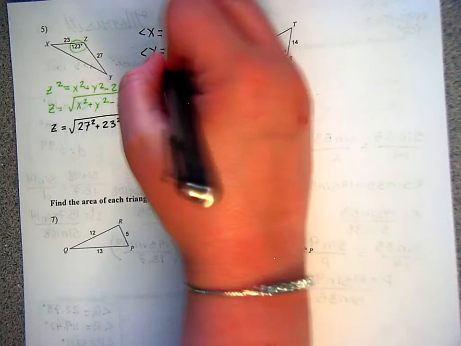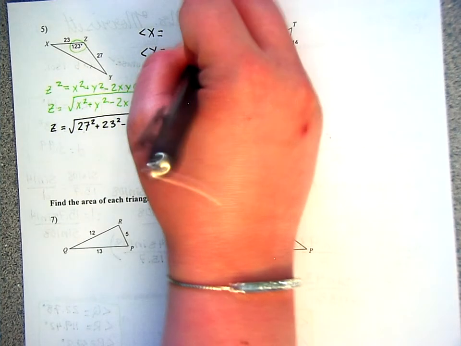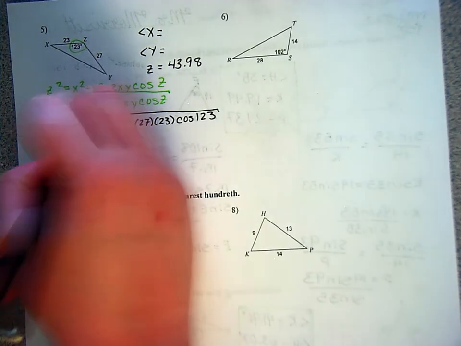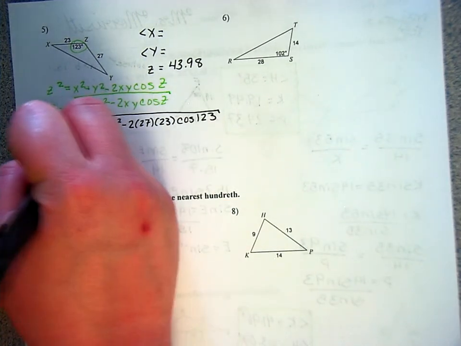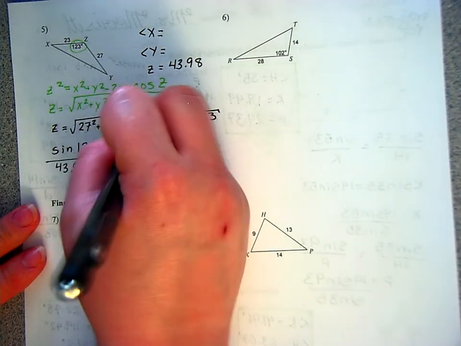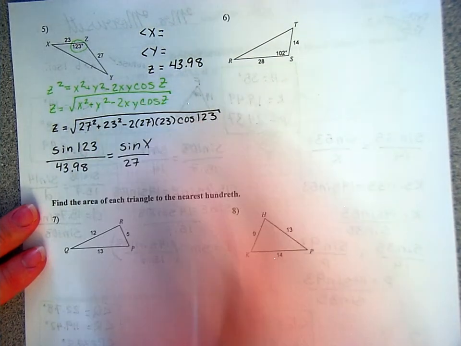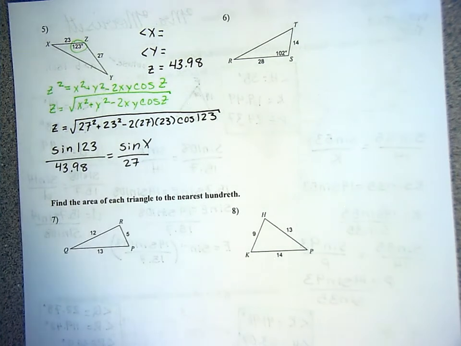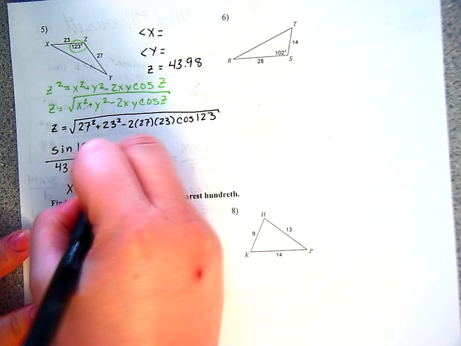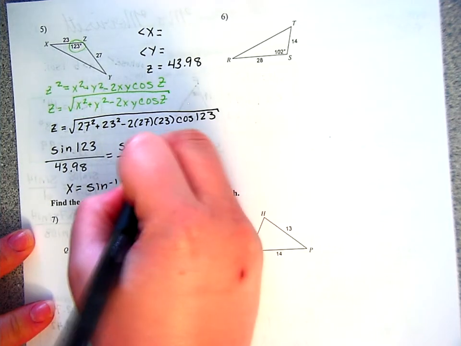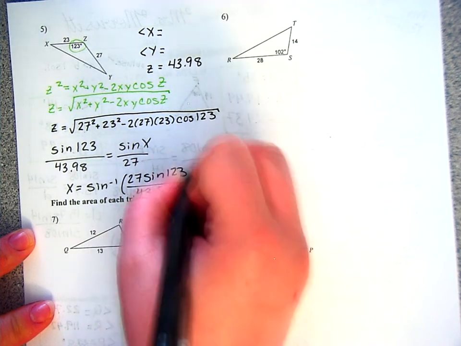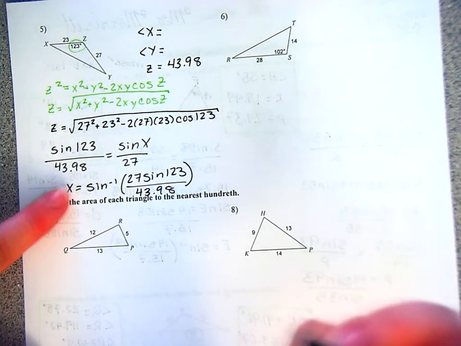Now I have a pair. I have big Z and little z. So I switch to law of sines. So I have the sine of 123 over 43.98. I can either look for x or y next. I went for x. So sine of x over 27. I need to cross multiply, divide, and use inverse. So x is equal to sine inverse of 27 times the sine of 123 divided by 43.98. So I put this in my calculator, and I get that angle x is equal to 30.99 degrees.